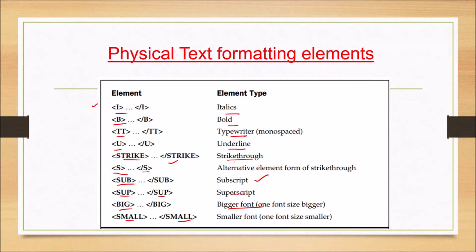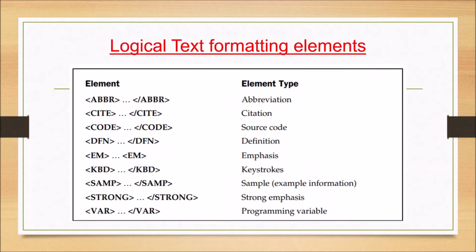Fine. Sub and sup is basically like H2O. So here 2 is subscript, and if we want to write something like a square, here 2 is superscript. And in strike through, whatever we are writing, suppose we are writing an element, we just want a line on that, so that is strike through. So all these are physical text formatting elements.